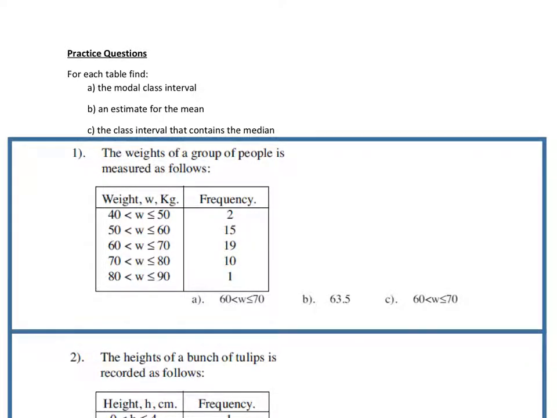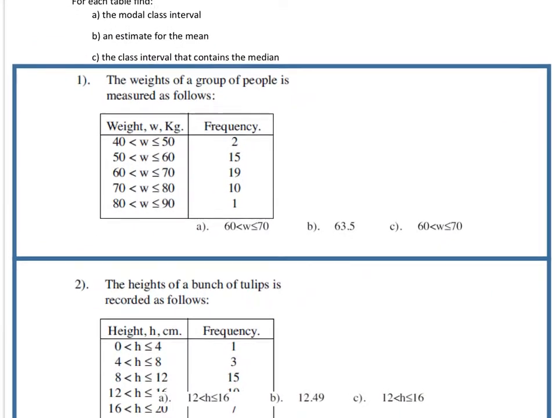Okay, so here are the answers. We have 60 to 70 as the modal class, 63.5 as the estimated mean, and part C was the median class interval. I'm going to show you the answers for each of the questions 1 to 7 so you can check your work.